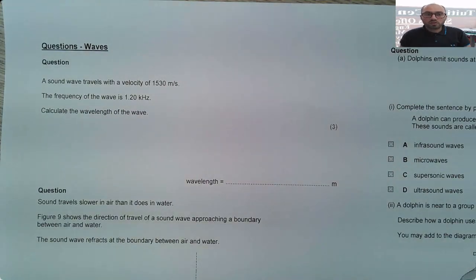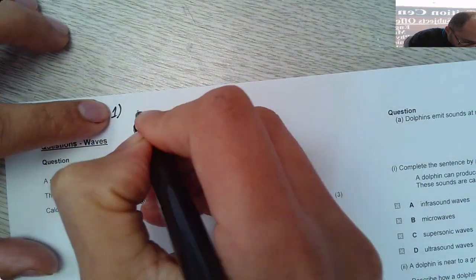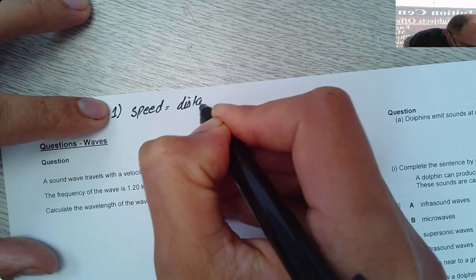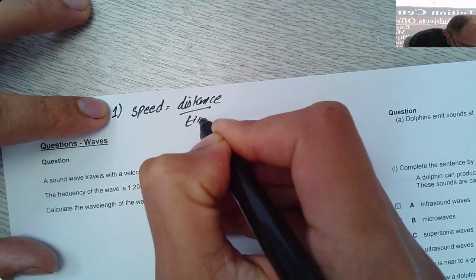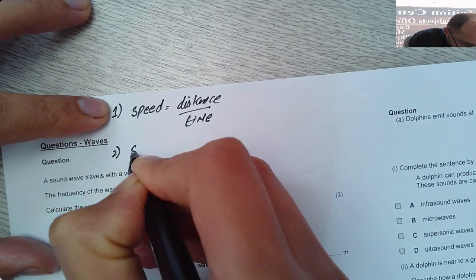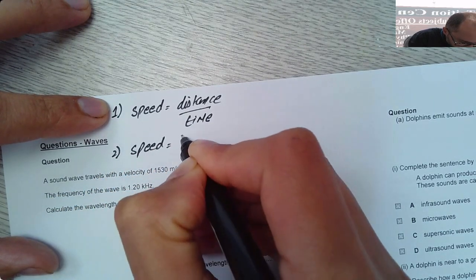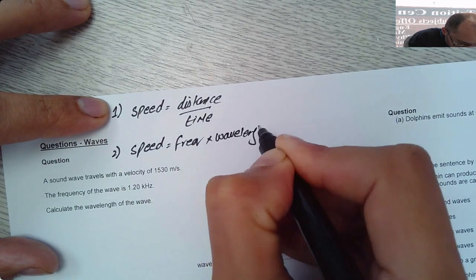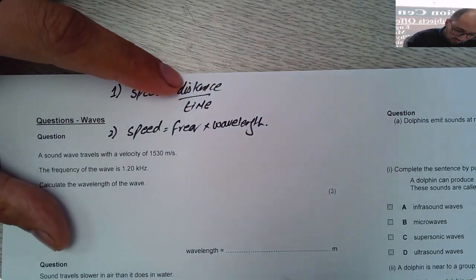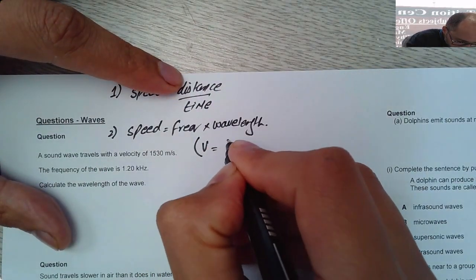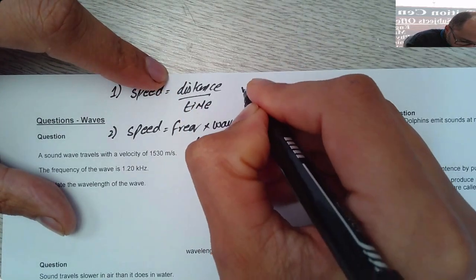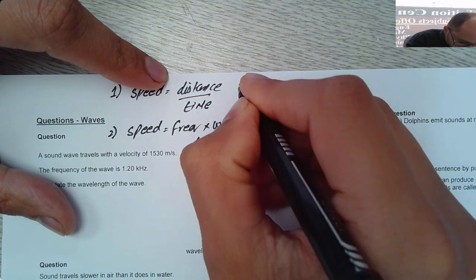On this topic, there are two equations that you will have to use. The first equation is speed equals distance divided by time. Second equation is speed equals frequency times wavelength. Now we can write these equations in the form of symbols as well. It will become V equals F times lambda, where this is the symbol for the wavelength. The first one can be written as V equals D divided by T.